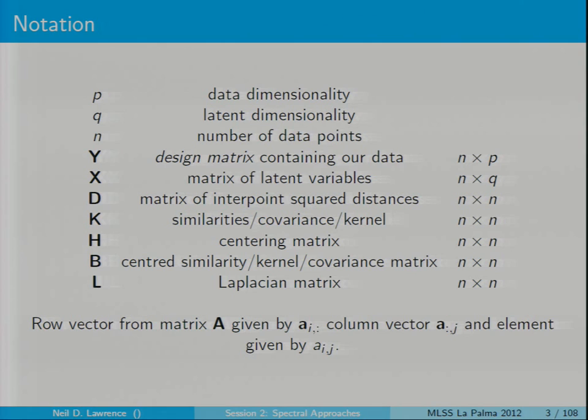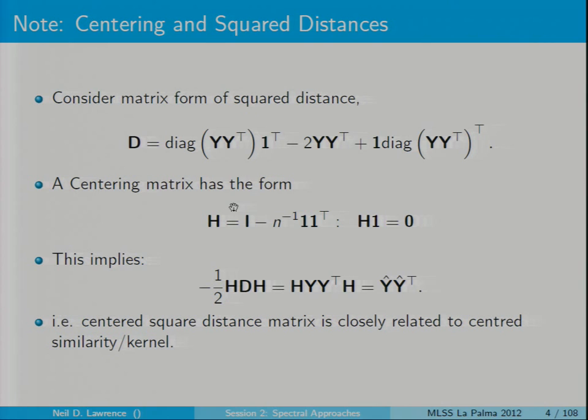So today is more about spectral approaches to dimensionality reduction. But we're going to pick up where we left off from last time. So just the slides that I was missing were these ones. Consider the matrix form of the squared distance. If you're computing distances in data space, this is how you might write them in matrix form. The diagonal of the inner product matrix as a vector, that's what that operation is supposed to indicate, times the vector of ones, minus 2 times the inner product plus 1 times the diagonal the other way. So from this part you get the y_i transpose y_i, here you get the minus 2 y_i transpose y_j, and here you get the plus y_j transpose y_j in your matrix.